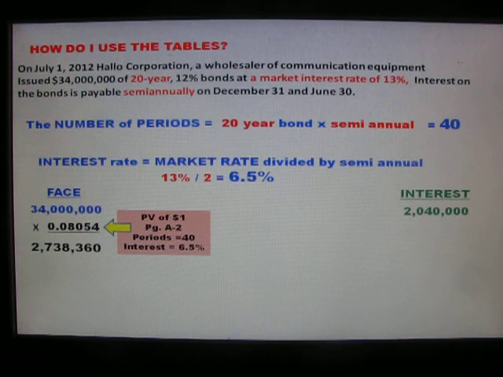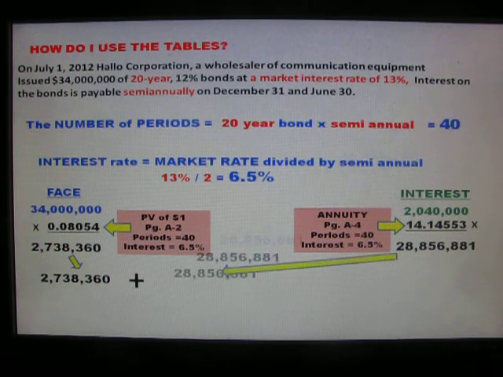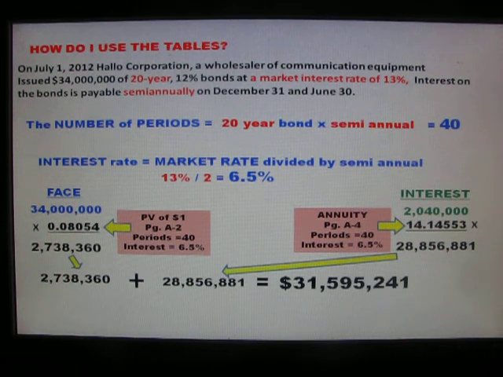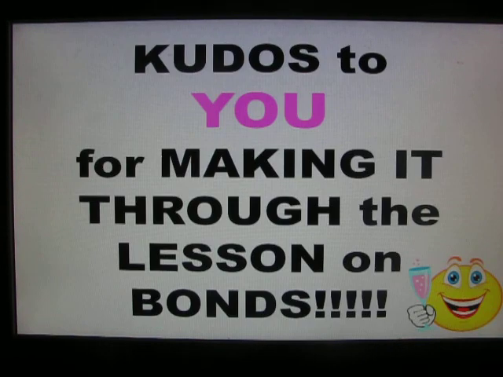We do the same with interest. However, we're using the annuity table because it is a stream of payments. On periods 40, and the interest is 6.5%. So it gives us 28 million. So to get the final value of the bond, we take the face amount that we calculated plus our interest of 28 million, and we get $31,595,241. Does that sound familiar to anybody? Yay! That amount agrees to what was given to us as the proceeds in part 1. So you know you did your information correctly.